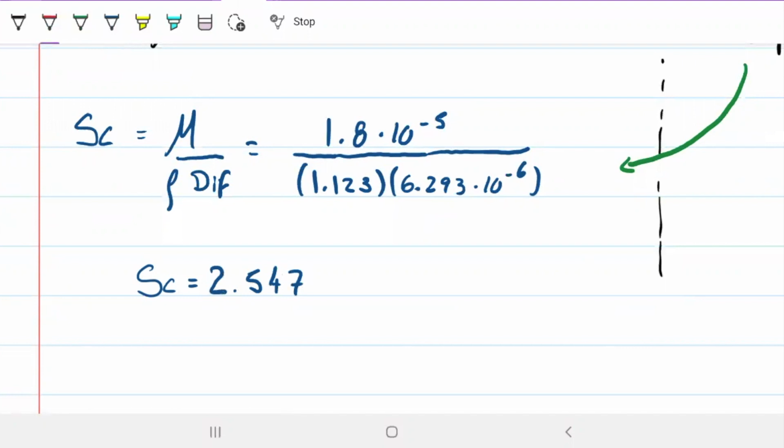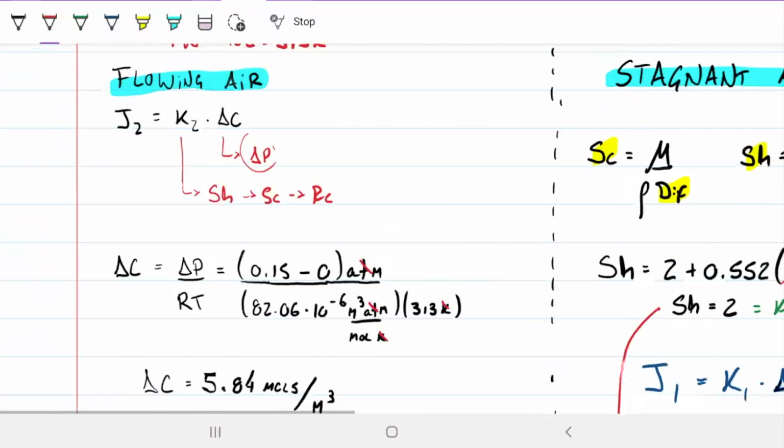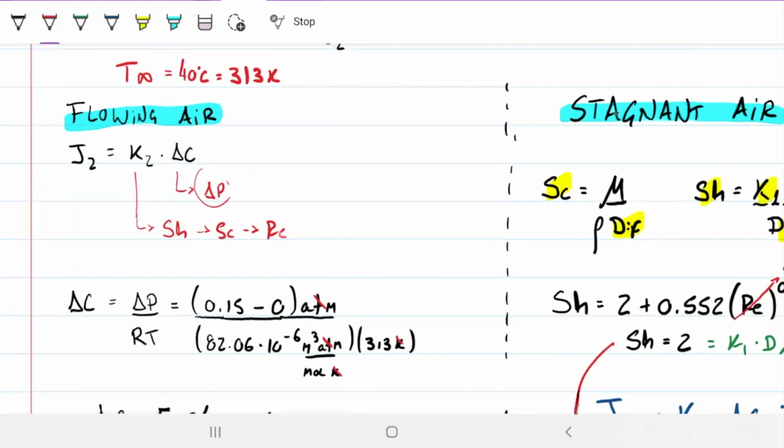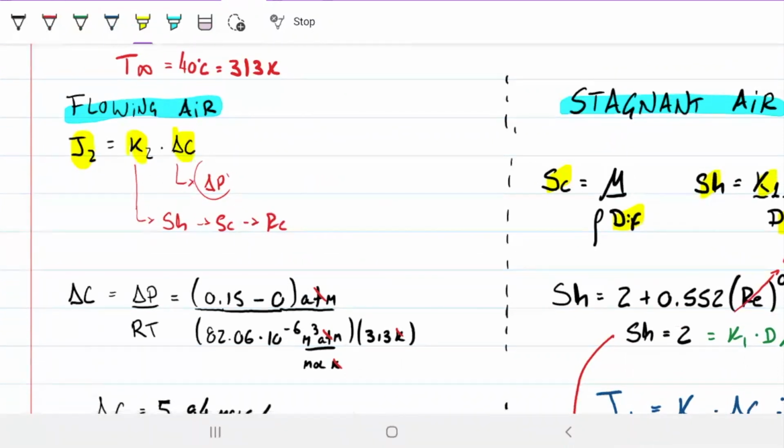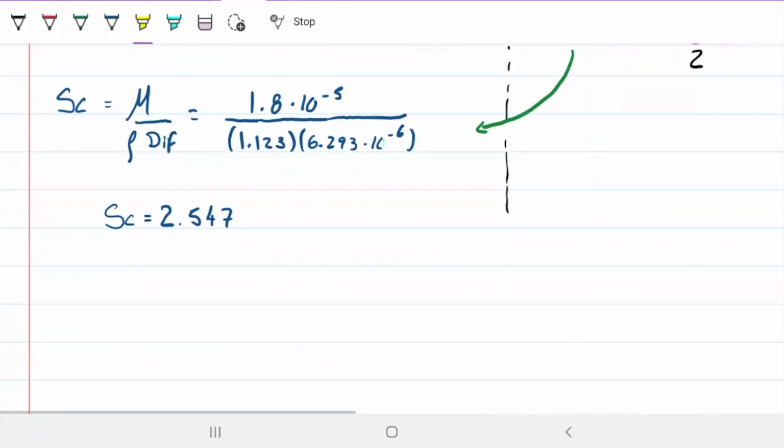Cool. So now we can go at, remember what we were doing, because it's been such a long time that we forgot, right? Our game plan was to find J2, and to find J2, we needed to find delta C that we did, and K2 that we didn't, because we needed Reynolds, that was good. Now we got Schmidt, so we need Sherwood so we can find K. That's the idea. We need Sherwood so we can find K. So let's go ahead and find Sherwood, which is the last piece of the puzzle.